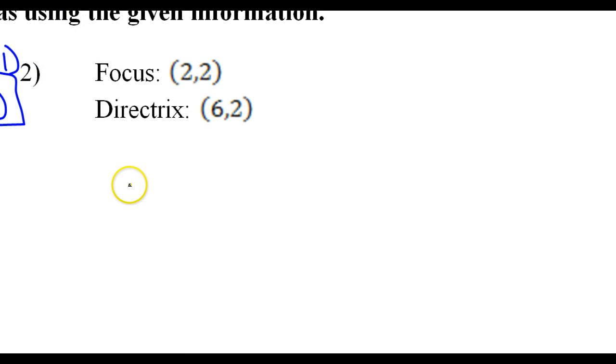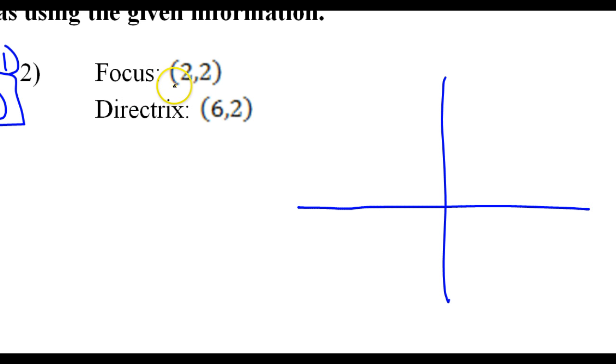Alright, let's do one more example. So, it's all about the sketch. We have a focus at 2, 2. So here's the focus at 2, 2. And then we have the directrix.